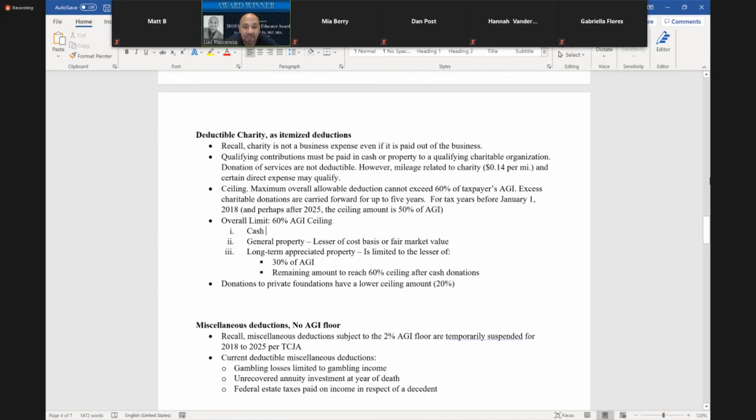What about appreciated property? This goes when they're donating stock, when they're donating land, something that appreciates in value. The limit is 30% of your adjusted gross income, or whatever is left over to reach the 60% ceiling after cash donations. I do mention the private foundations have a lower ceiling. It's about 20%. That determination letter will tell you what percentage to use. So keep that in mind.